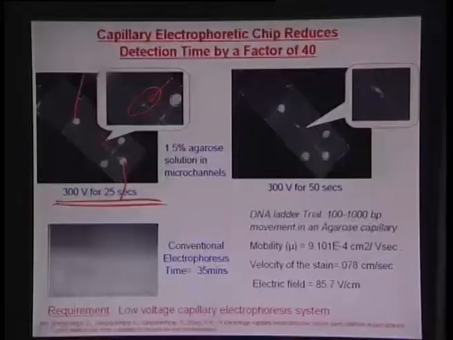So these are some detailed results, and this has now been published as well. As you see here, the following observations are made. If you apply 300 volts across these two electrodes or these two reservoirs with the DNA somewhere here, after 25 seconds you see a plug-like flow of the DNA. And this is the ladder that you are translating. This is a 100 to 1000 base pair DNA ladder.